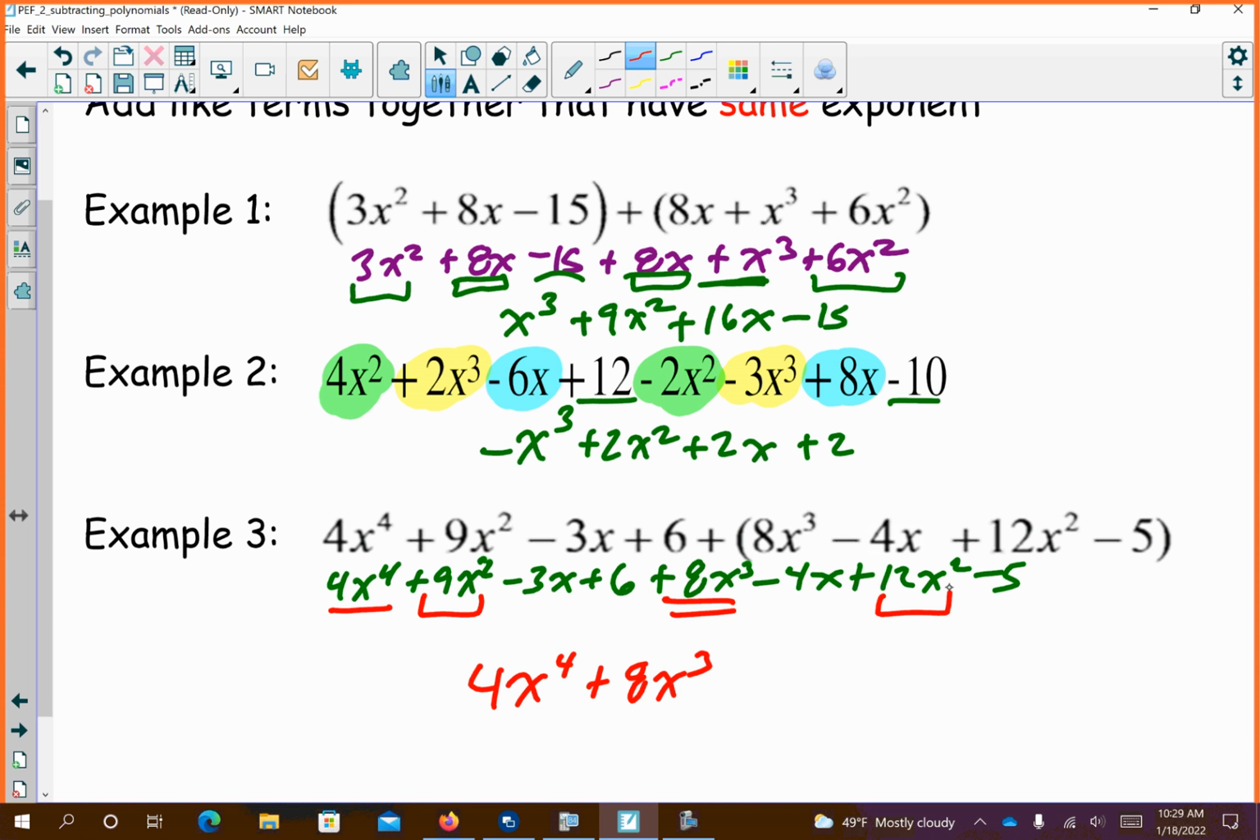So 9x squared plus 12x squared is plus 21x squared. Just counting them up. And then I have minus 3x minus 4x. Negative 3 and negative 4 combined together gives me negative 7x. And then I have my numbers. 6 minus 5, 1. Notice it's descending order. Goes from the fourth power to the third power to the second power to the first power to the 0 power, basically.